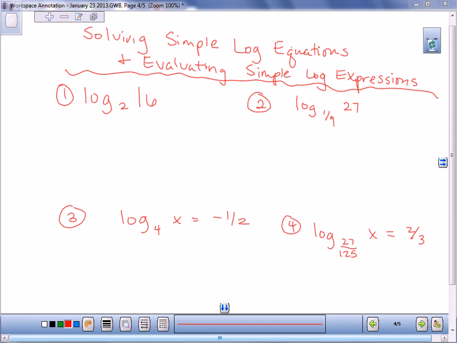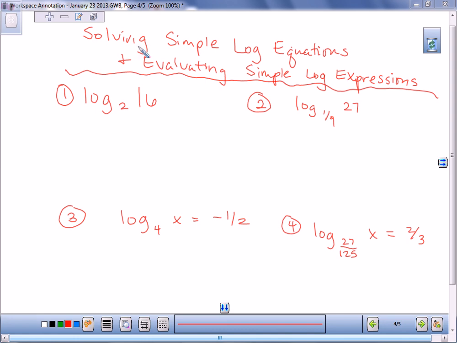Okay, so today we'll be evaluating simple log expressions and solving simple log equations, and then you basically have a work day. So let's take a look at number one. Number one is an expression that we can evaluate. Log base 2 of 16. What is the value of that?